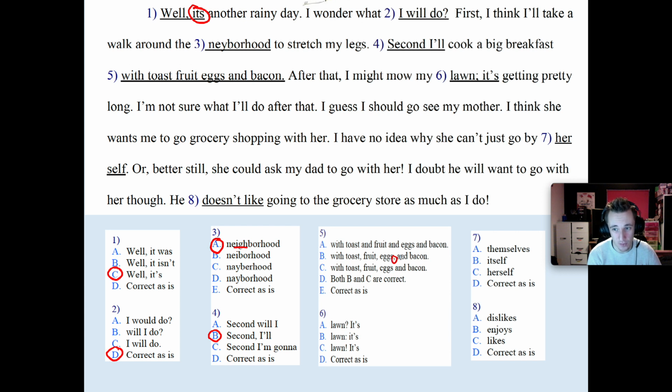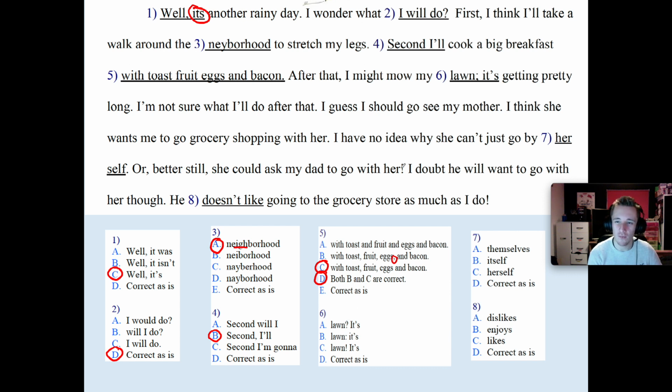Now, some people, and it's not technically wrong, some people put a comma before and. It's called an Oxford comma. And your parents may be sat at home going, no, never use a comma before and. It's technically correct. Technically. But most people don't. Most people would put toast, fruit, eggs, and bacon. So that's the one I'm going to go for. However, you could have had that one. I'll accept either. It's not correct as is.